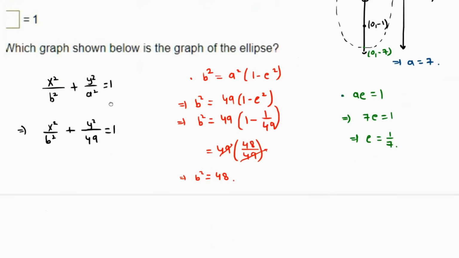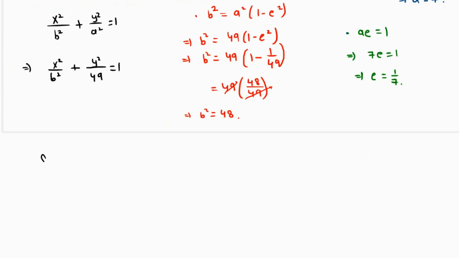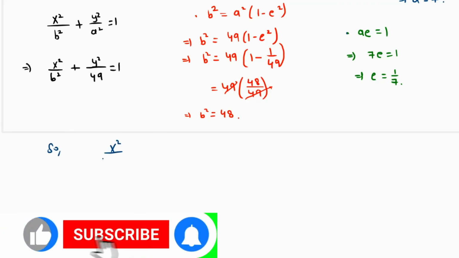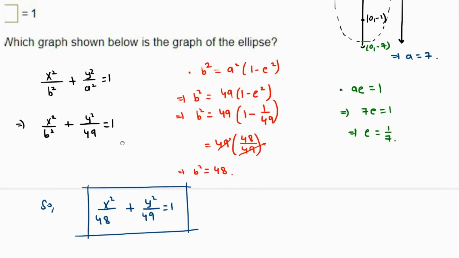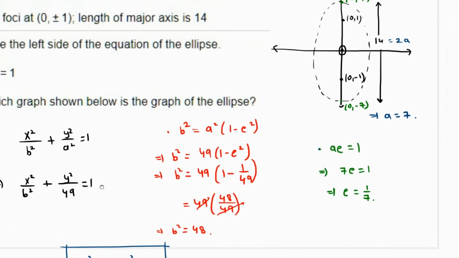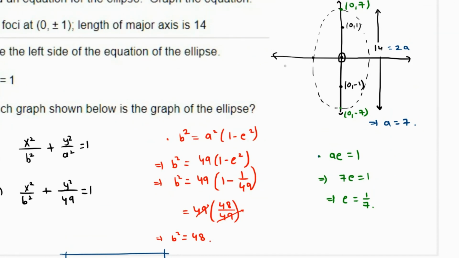So if b squared is 48, then the equation of the ellipse is going to look like x squared over 48, because b squared is 48, plus y squared over 49 is equal to 1. So this is the required equation of the ellipse. And the graph is already drawn over here. It's just a matter of the endpoints of the minor axis. So this will be (negative root 48, 0), and this will be (root 48, 0). So this is the required graph of this ellipse as well. That's a vertical ellipse which we get over here.